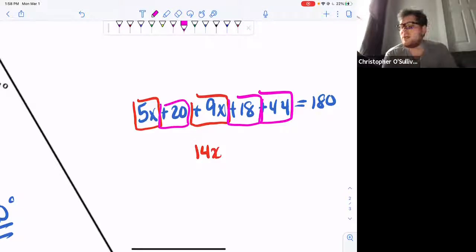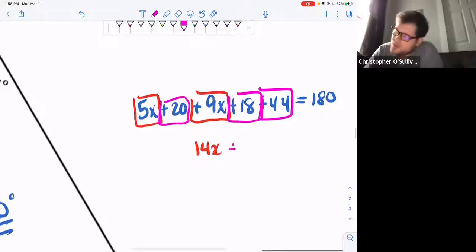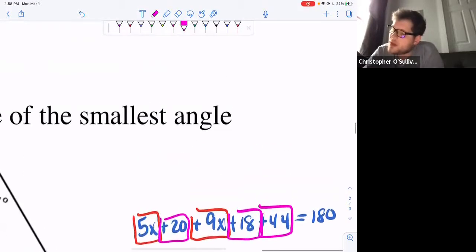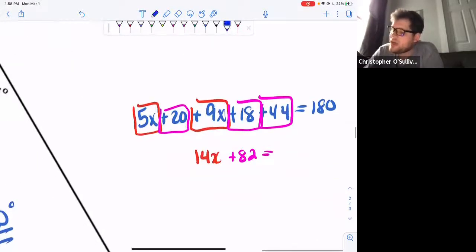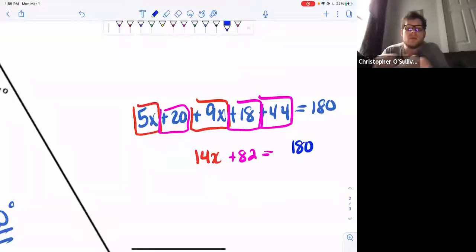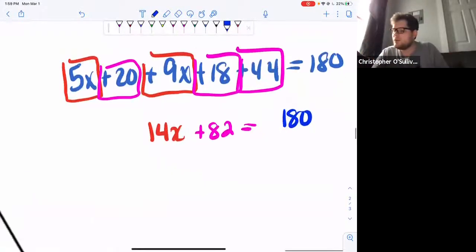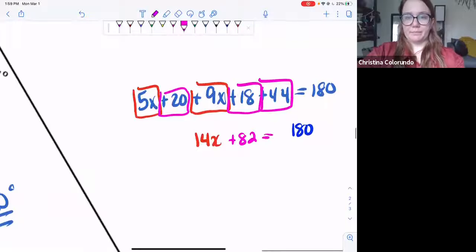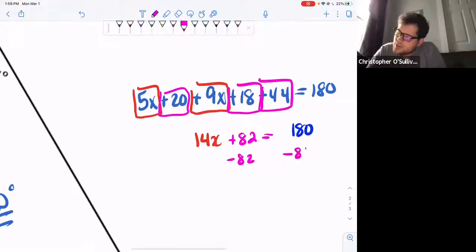So 20 plus 18 plus 44, we get plus 82. And that's all equal to 180. Because remember, there's 180 degrees in a triangle. So we want to get x by itself, so we got to get rid of that 82. Miss C, how do I get rid of that 82? You subtract from both sides. Beautiful. So subtract 82, subtract 82.